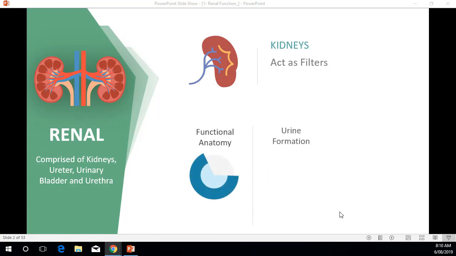So first we will look at the functional anatomy of the urinary tract. Then we look at the processes which are required for the formation of urine. And then towards the end, we look at some basic concepts of body fluid regulation.